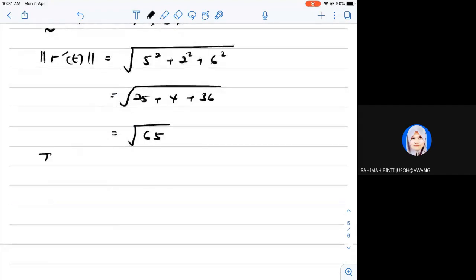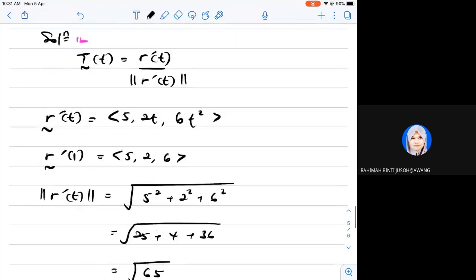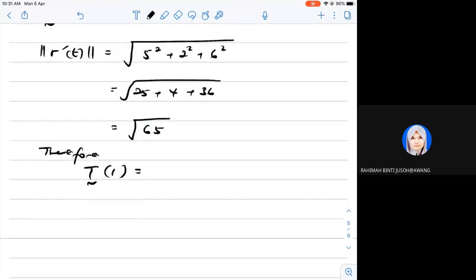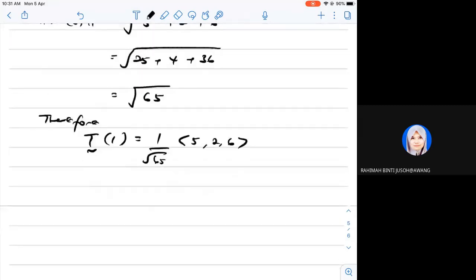So therefore, the final answer, the unit tangent vector at time t equals 1, because t equals 1. So we will have 1 over square root of 65 times the vector 5, 2 and 6. Like that. So it's done. That's the answer.